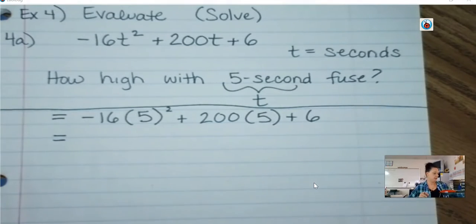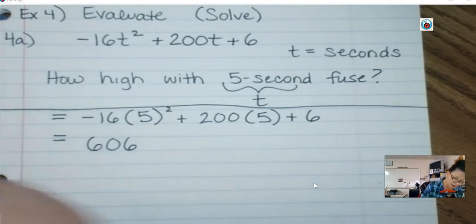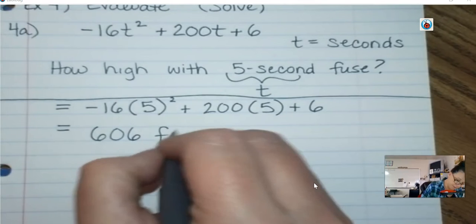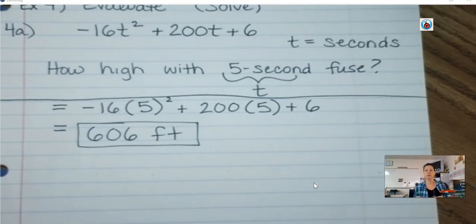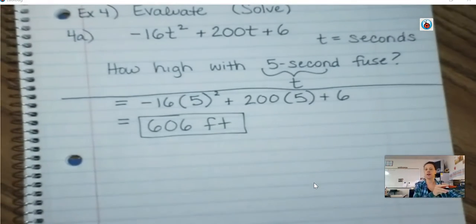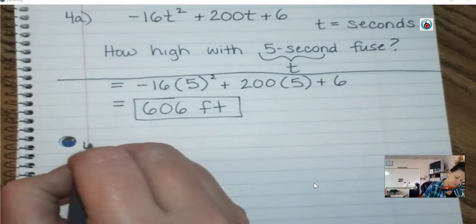And when you plug it in, you should get exactly 606. So the rocket will launch up 606 feet into the air. So for these word problems today, it's going to give you the equation. It's really just having you plug in a number, substitute the number in and solve it. So use your calculator for these ones. Okay, let's do another one.